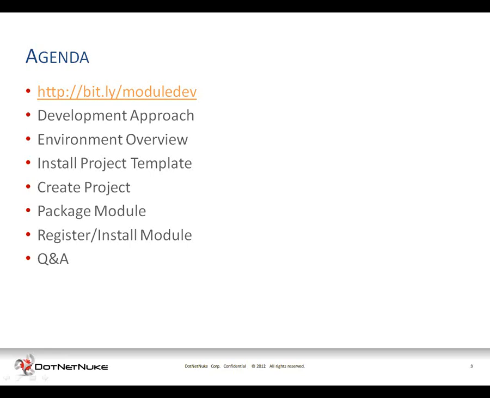Question here says, I'm new to DNN. I have installed DNN at localhost. How do I replace the Awesome Cycles pages with new pages that I want to develop?